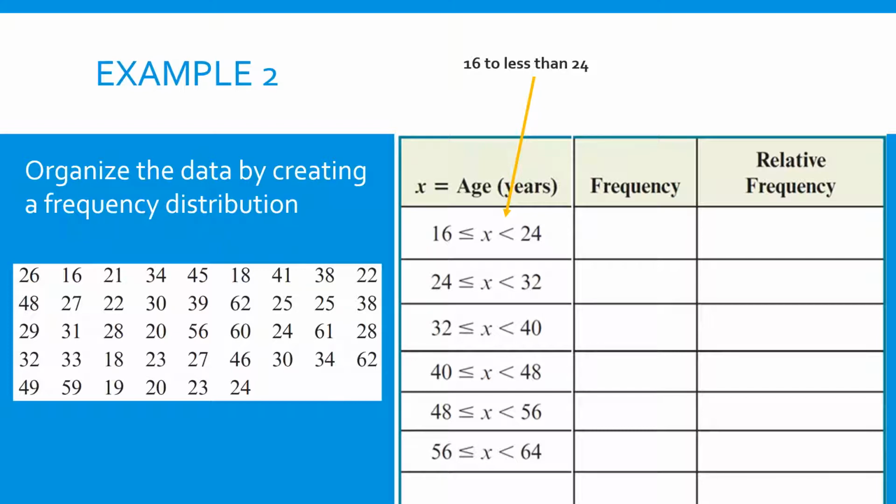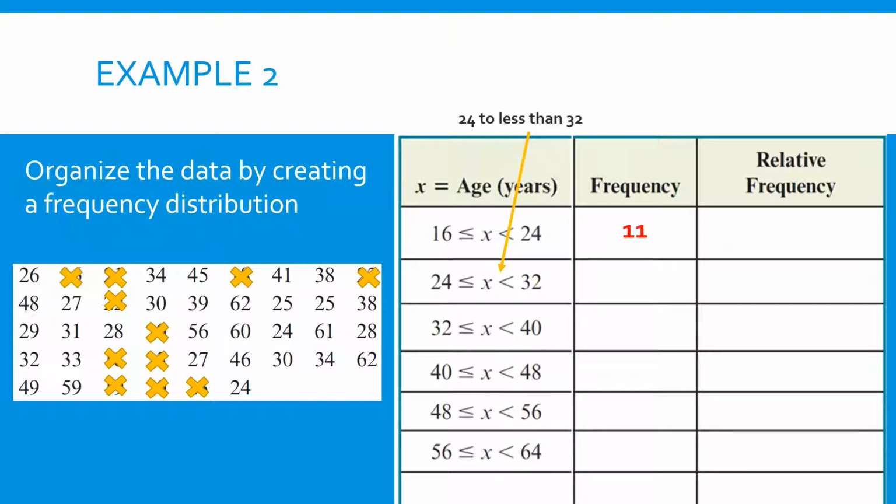All right, so let's go through and count those up. The first one I see is in the second column of numbers here. So 1, 2, 3, 4, 5, 6, 7, 8, 9, 10, 11. All right, so 11 people are 16 to less than 24.